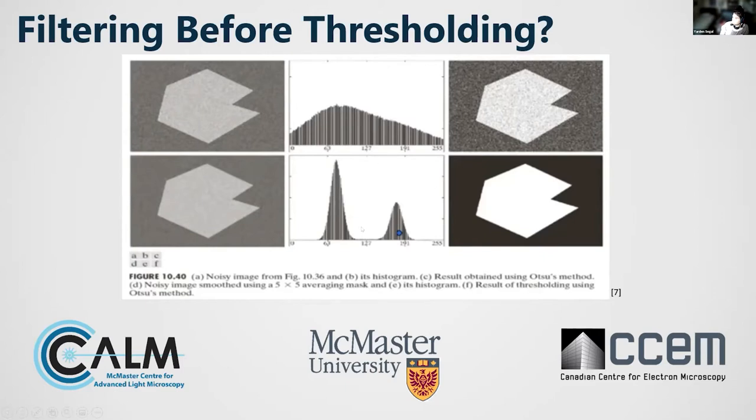That really helps those kernels and filters segment the two images. Here again, you can see it's much easier to see the two images.